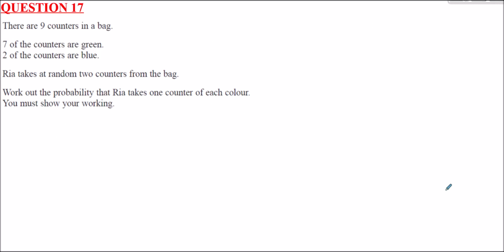Question 17, we've got 9 counters in a bag, 7 are green, 2 are blue, and Ria takes at random 2 counters from the bag. Work out the probability that Ria takes 1 counter of each colour, and you have to show your working. So one way we might want to choose to do this is by constructing our own tree diagram. The first pick could be either green or blue, but she takes 2 counters, so we need to do another set of branches for the second pick, like so.